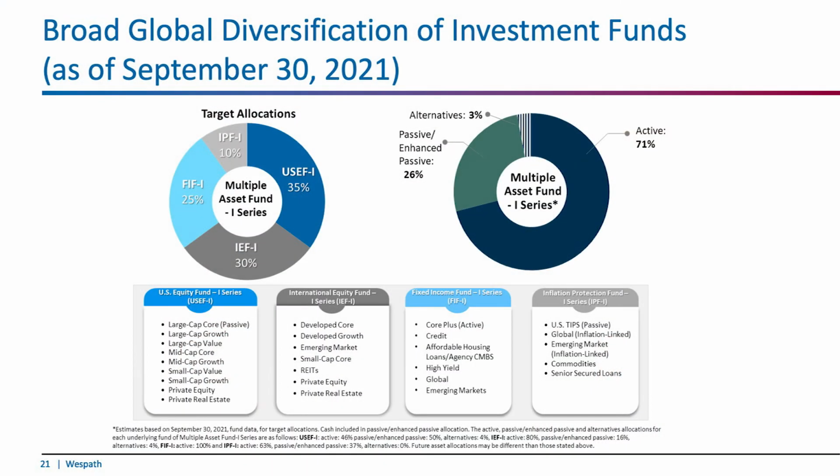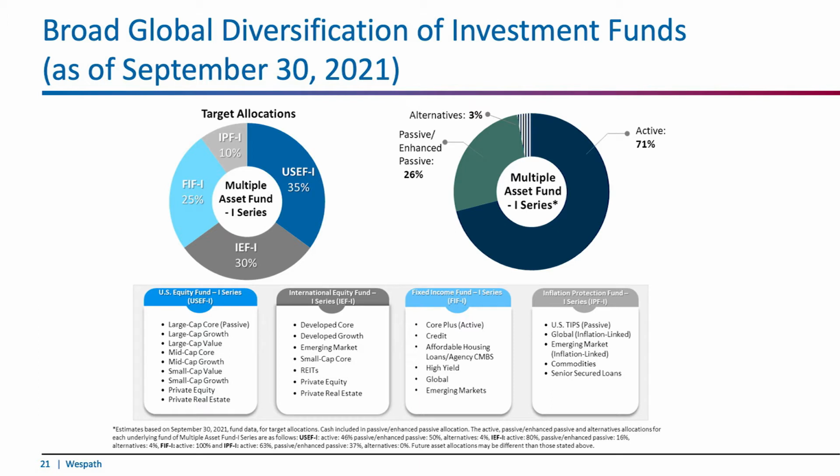I'm going to start off the performance discussion by first talking about our flagship balanced portfolio, the Multiple Asset Fund. As a reminder to our viewers, the Multiple Asset Fund has a long-term strategic allocation to 65% equities, 35% fixed income. It's also important to note that there's been no changes to the strategic allocation within the Multiple Asset Fund since our last update.